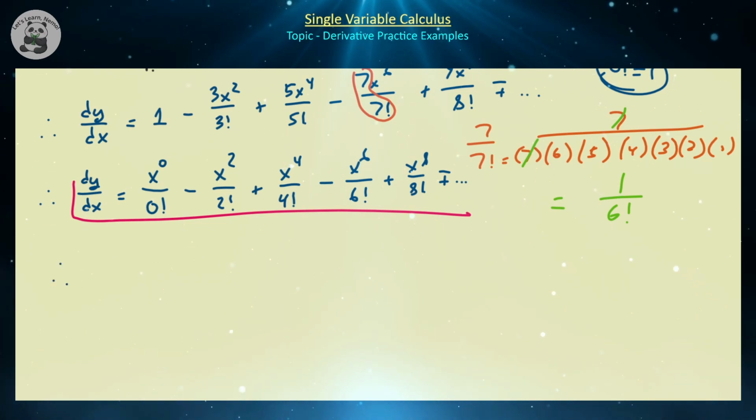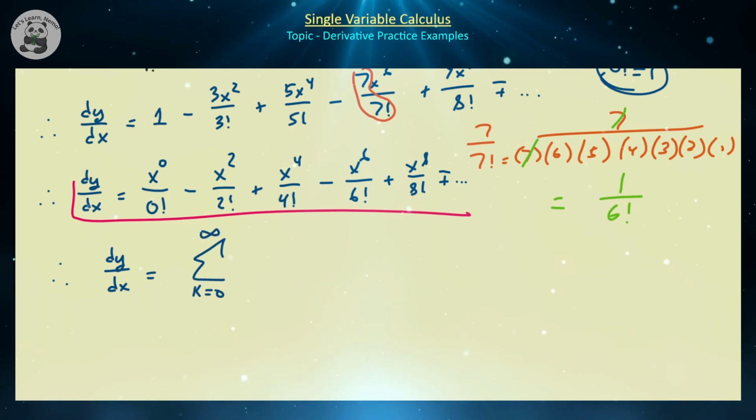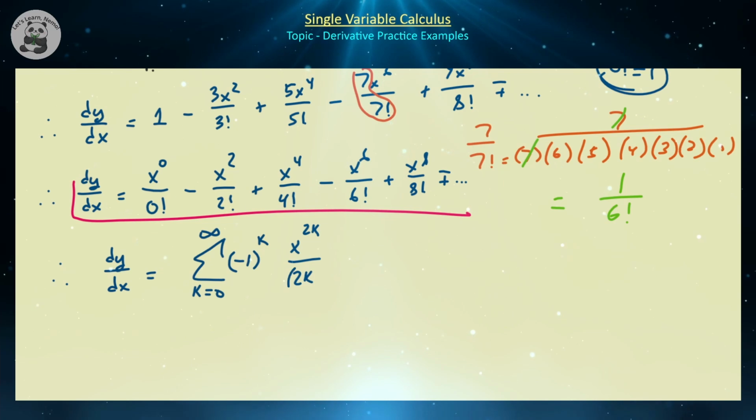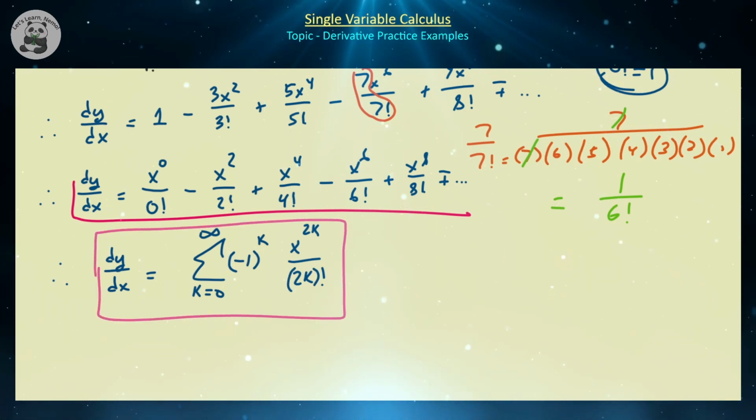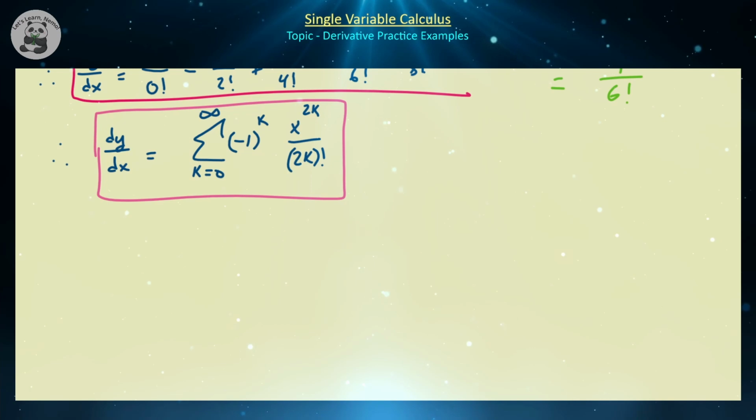Now let's just write this in series form. So we just have an alternating sequence of even terms. So the sum from k equals 0 to infinity. Negative 1 to the k is going to take care of that alternating term. x to the 2k is going to give us our even powers of x, all over 2k factorial, that's going to give us our even factorials on the bottom. And that's going to give us the derivative of that original Taylor series.